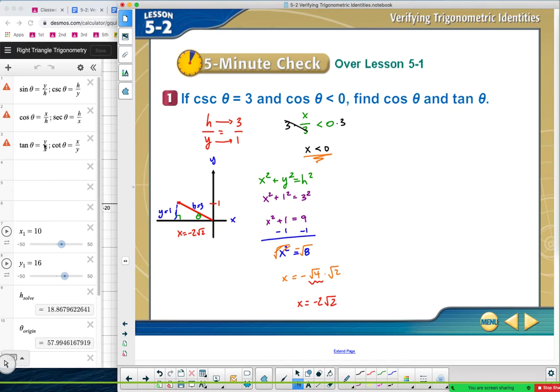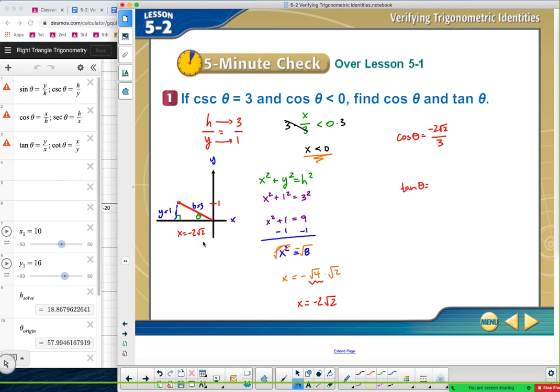And now we can find cosine and tangent. Cosine is x over h. So it'd be negative 2 square root of 2 divided by 3. And then tangent will be y over x. I'll let you do that one.